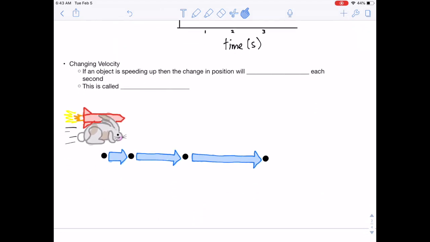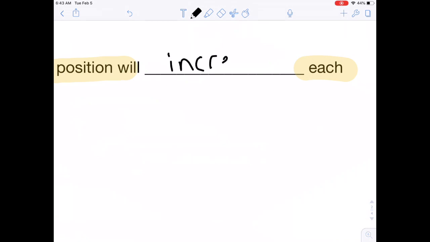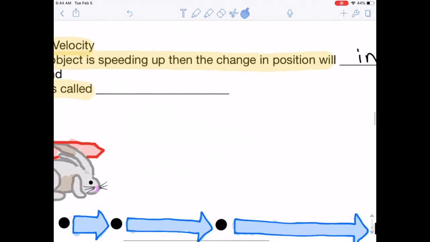Okay, now let's look at a changing velocity. If an object is speeding up, then the change in position will increase each second. This is called acceleration.